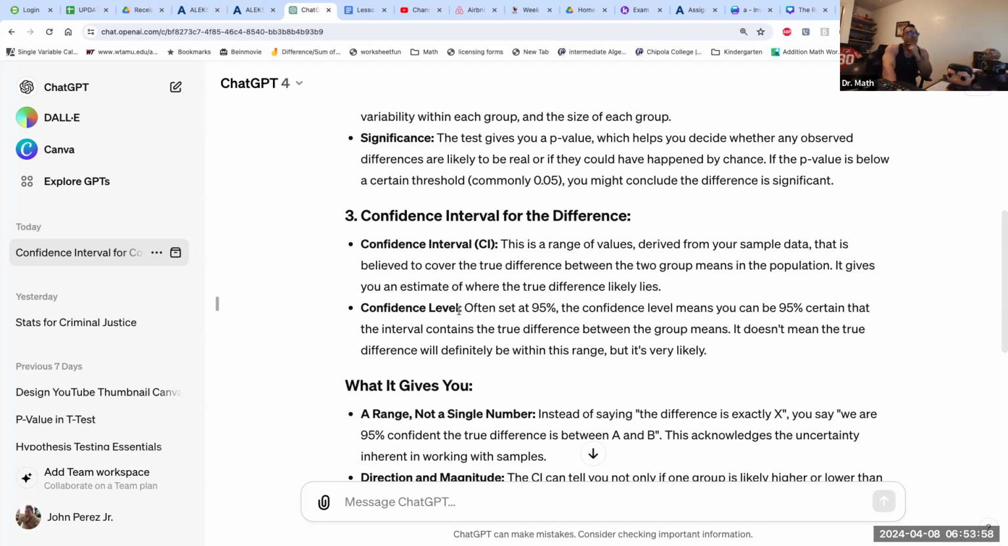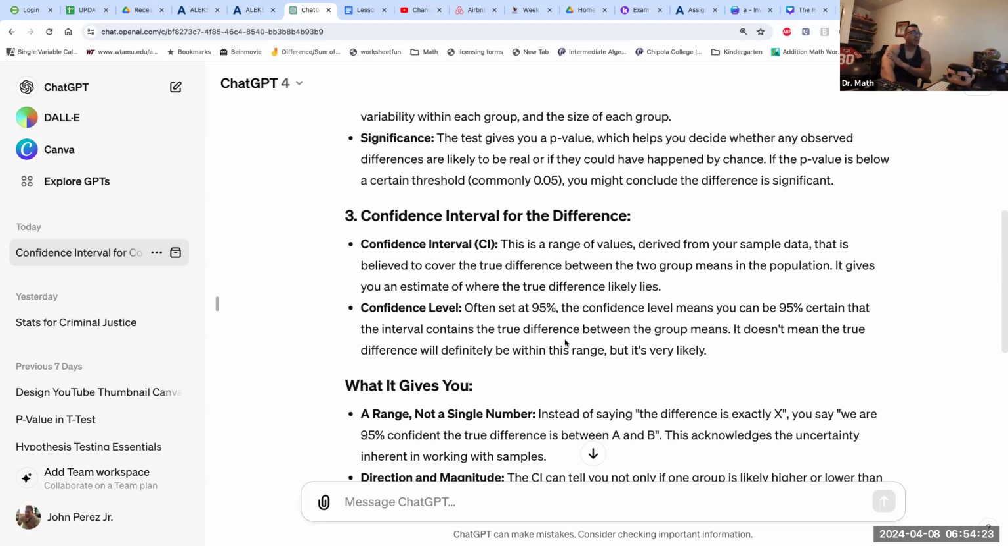So confidence level, often set at 95%, right? But we're going to look at different confidence levels. The confidence level means that you're 95% certain that the interval contains the true difference between the group means. All right. It doesn't mean the true difference will definitely be within this range, but it's very likely.